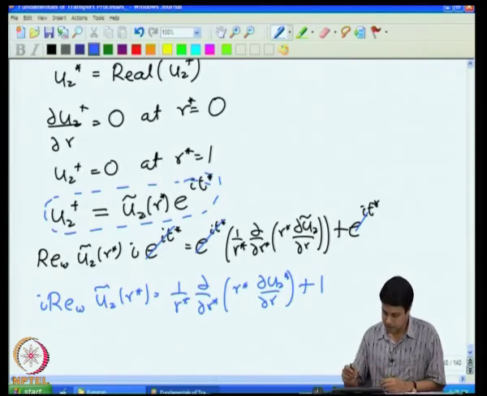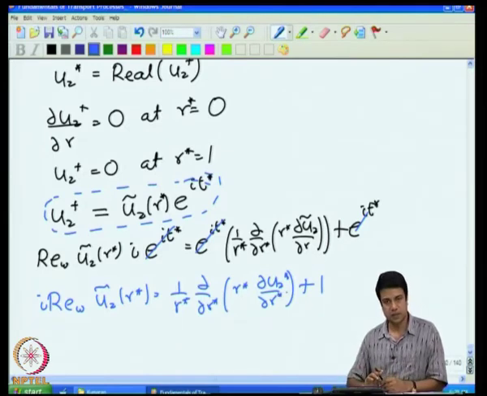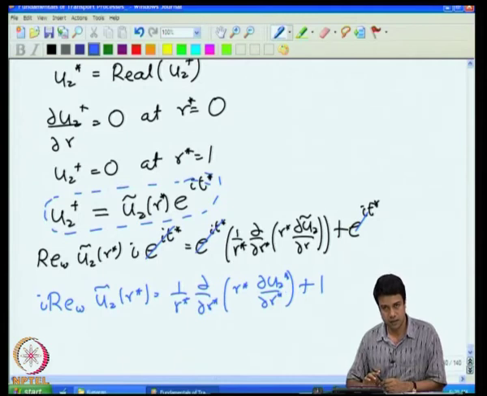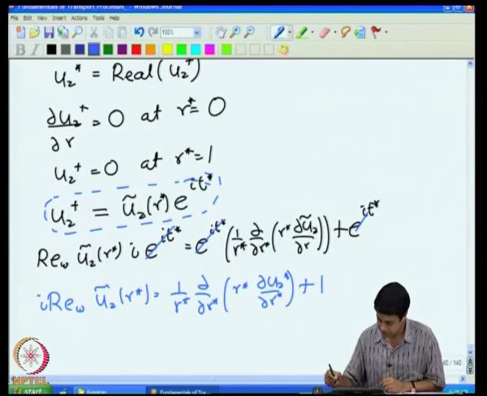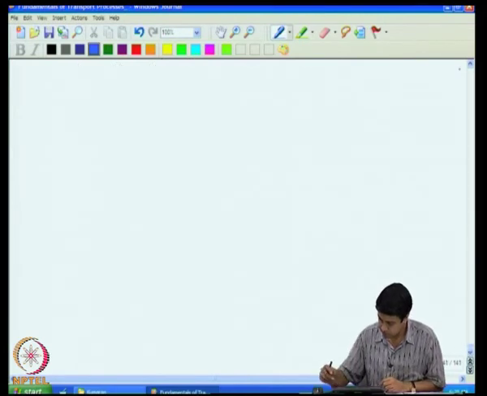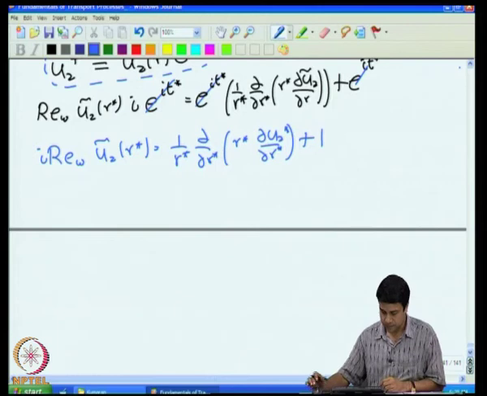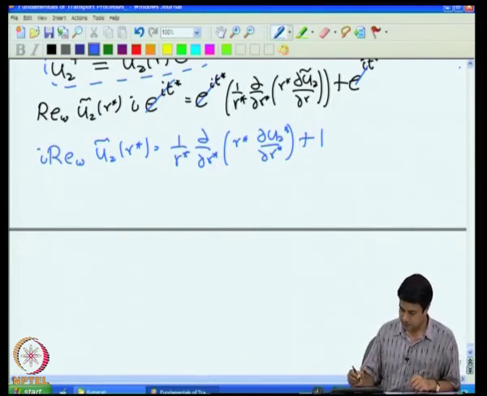I have reduced it from a partial differential equation in terms of r and t to just an ordinary differential equation in terms of r alone, because I know that the flow is oscillatory in time. Therefore, since the pressure forcing is of the form e power I t star, the velocity dependence on time also has to be of that same form. So, I have used that here. Good. So, now I can simplify this equation.